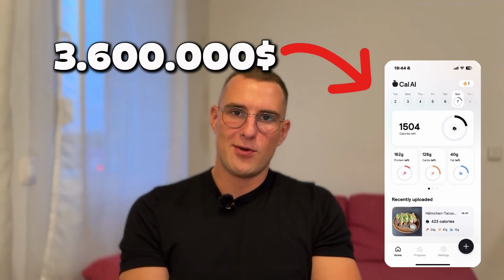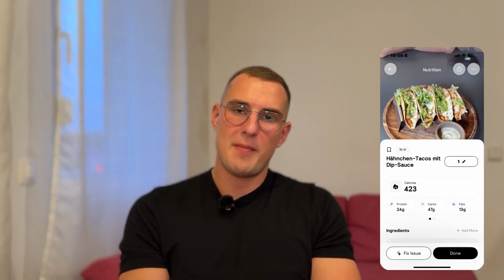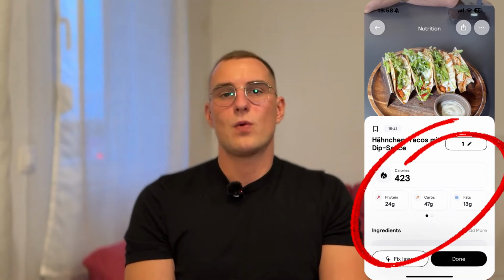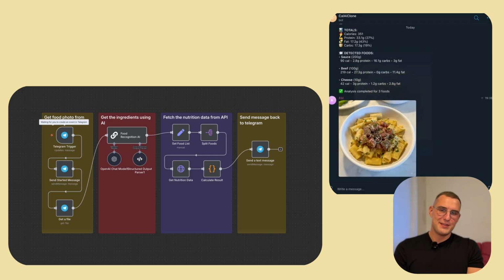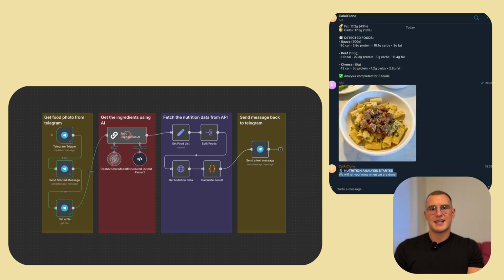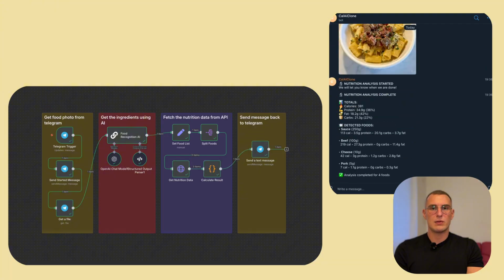Imagine an app makes $3.6 million every month, and all it does is tell you how many calories are in your food. Well, today I will show you how I rebuilt exactly the same AI engine in n8n without any coding required. At the end of the video, we will have a Telegram bot which does exactly what CalAI is doing. You send it a food photo and it will reply with the calories and the nutrition.